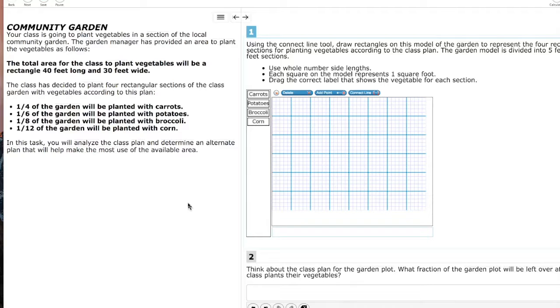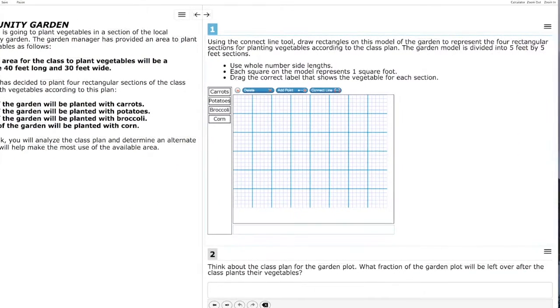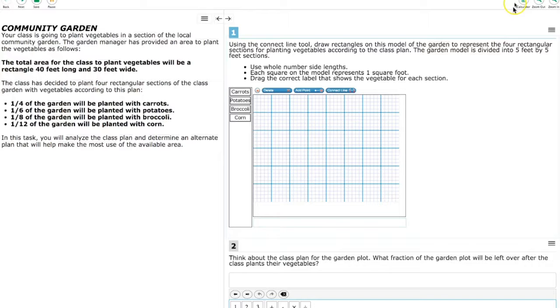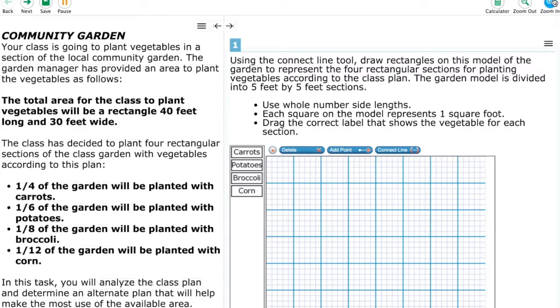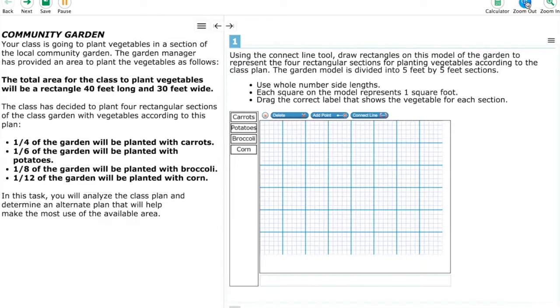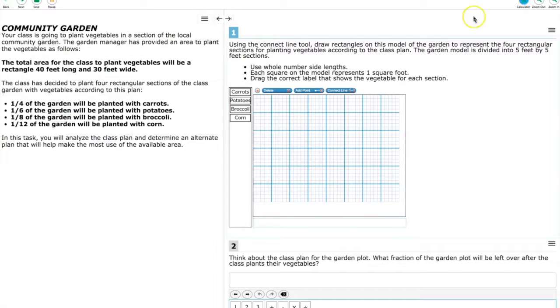Now, before discussing the actual content of a performance task in math, let's review the buttons that are on here. Up at the top, we have the zoom in button and the zoom out button, the magnifying glasses. So you zoom in with the plus sign and out with the minus sign. You see that there's a calculator here, but as before, these are available only for particular grades.